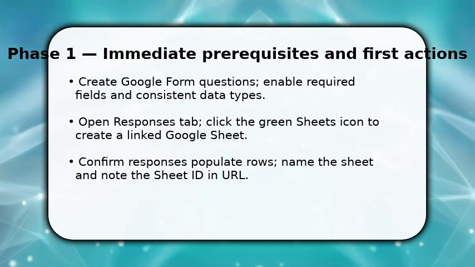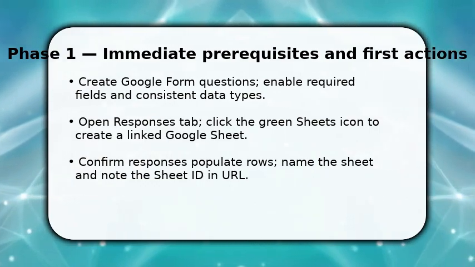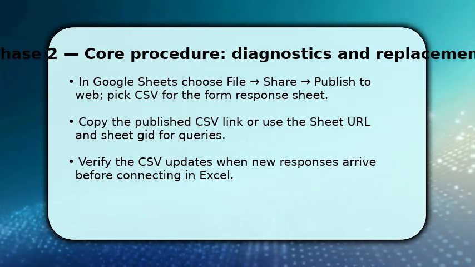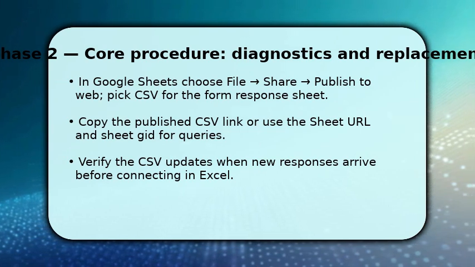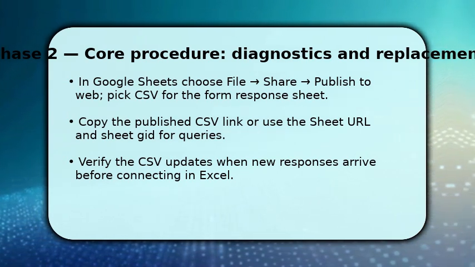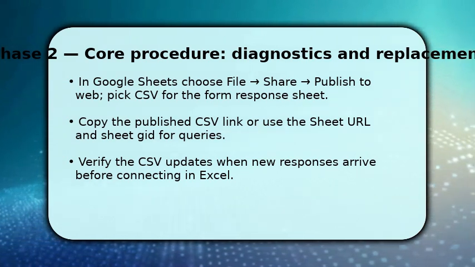Next, publish the linked Google Sheet so Excel can pull live data. In Sheets, choose File, Share, then Publish to Web. Select the specific responses sheet and choose CSV format. This gives a stable URL Excel can read.